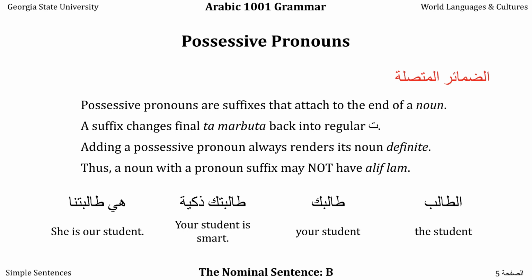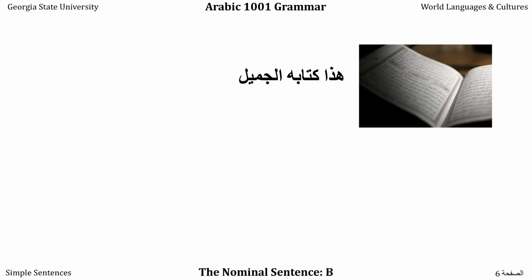طالبتك is definite because it has a possessive suffix, so we know that this is a sentence and it means your student is smart. And then lastly, hiya is a pronoun, so it's definite. طالبتنا, our student, it's definite as well, but in this particular form, where we have a definite word and then another definite word with a possessive suffix, we know it's a sentence, so it means she is our student. Let's take a look at our book.